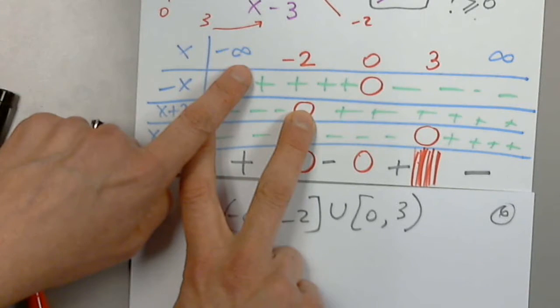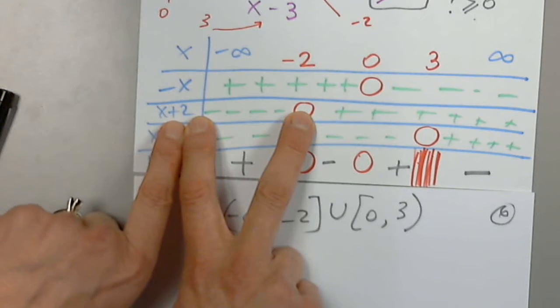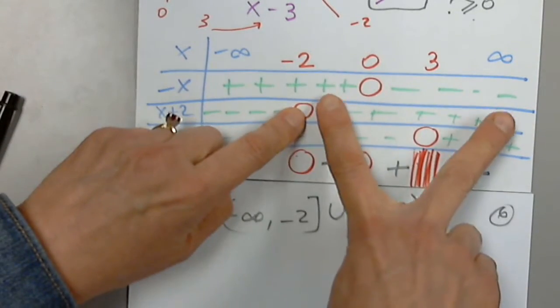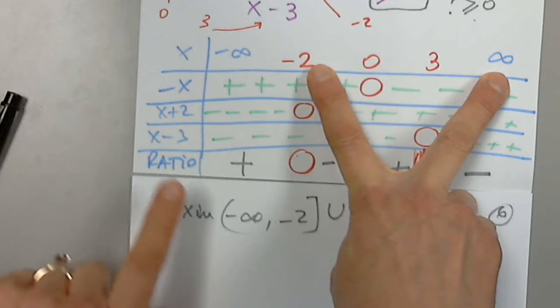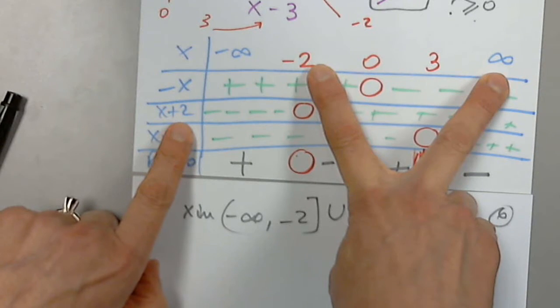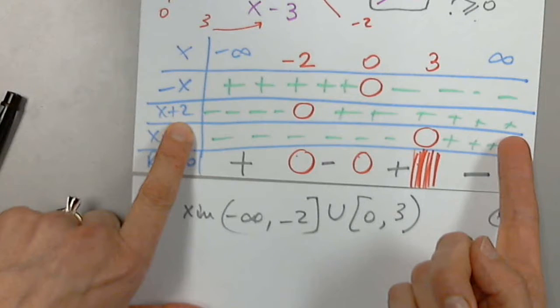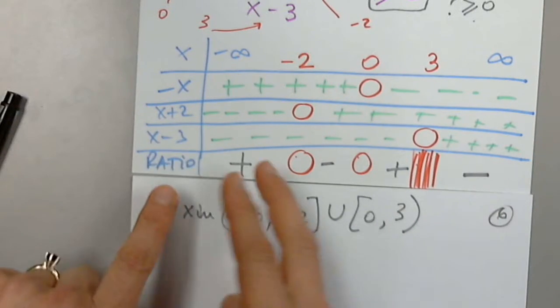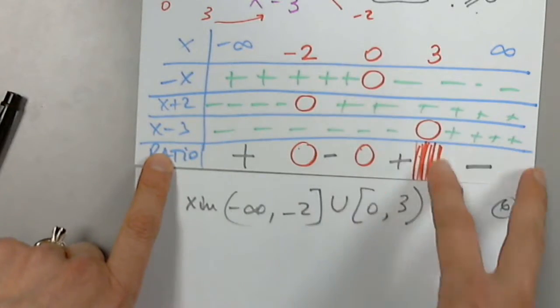Negative 500. Is negative 500 here? Good. Negative 500 plus 2. Pick another number between negative 2 and infinity. 10,000. 10,000 plus 2. And we repeat for all of them. And then we multiply them or divide them.